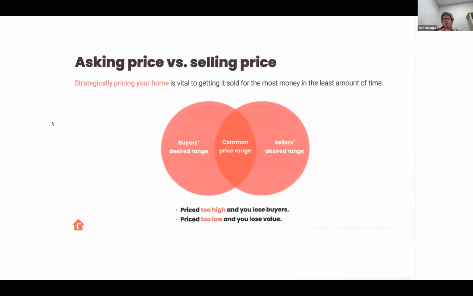I just want to show you the risks of what can happen if we price it over where the market will bear. If you're priced too high, you'll simply lose buyers. And if you're priced too low, you will lose value. So we have to find the common ground in the middle, right? We want to price it at a tickling point to get buyers to the property to elicit an offer for us to negotiate on. That's the goal.